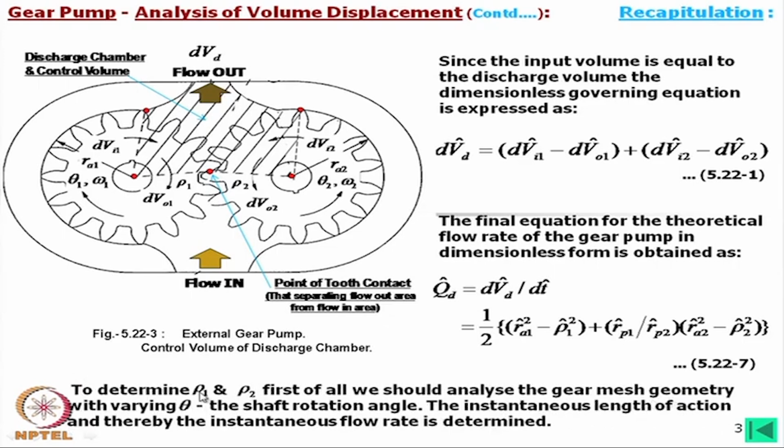Now, to determine this rho 1 and rho 2, first of all we should analyze the gear mesh geometry with varying theta. Theta is the varying shaft rotational angle, together with the instantaneous length of action, and thereby the instantaneous flow rate is further determined.